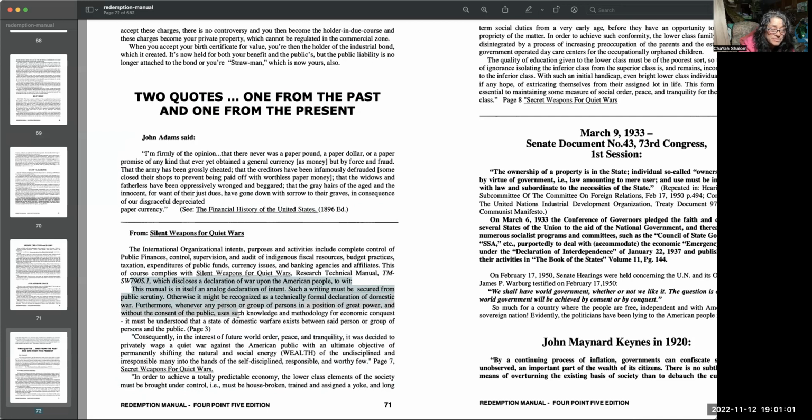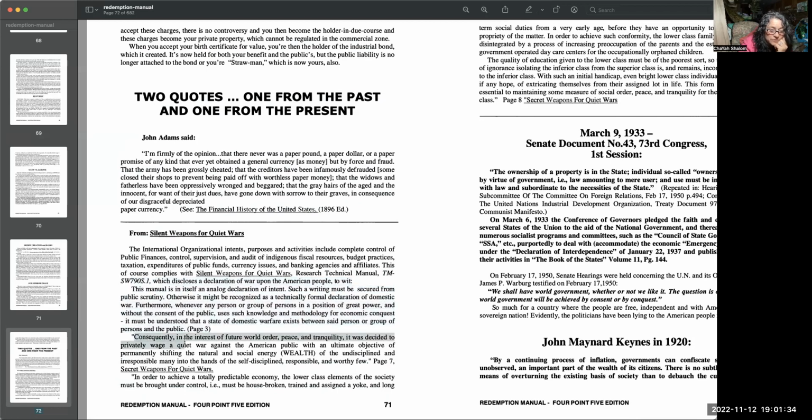Furthermore, when any person or group of persons in a position of great power and without the consent of the public uses such knowledge and methodology for economic conquest, it must be understood that a state of domestic warfare exists between said person, Bill Gates, or group of persons and the public. Page 3. I put in Bill Gates by myself.